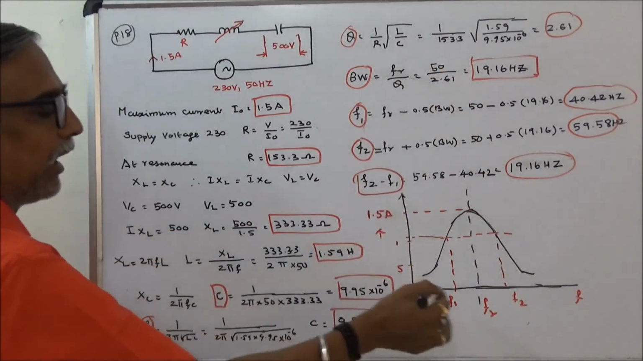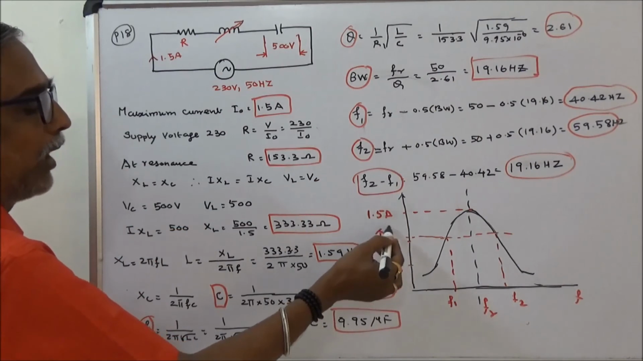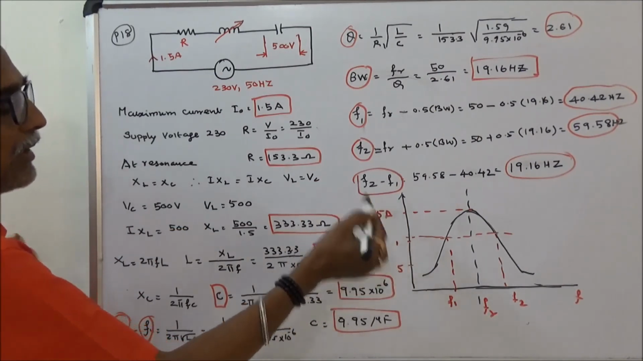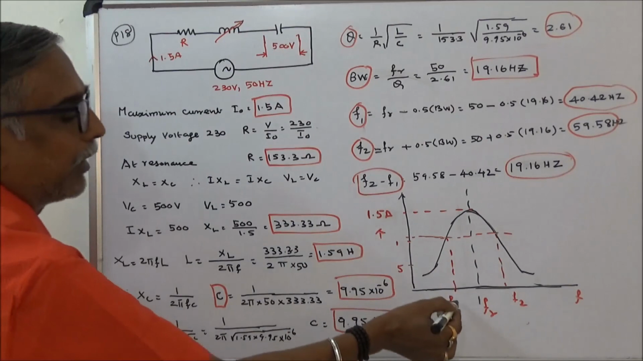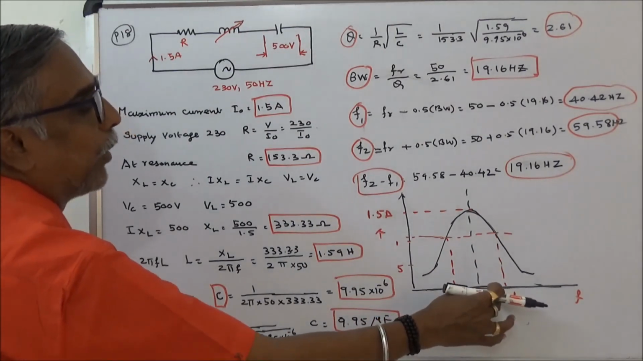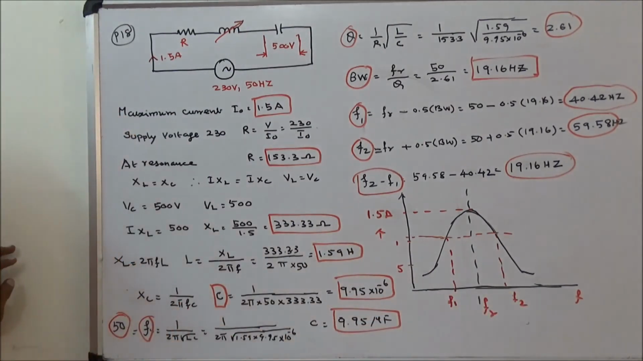This is the graph. Here the current value is 1.5 into 0.707. At that current, we got F1 and F2, the bandwidth is 19.16. This way you have to work out this problem.